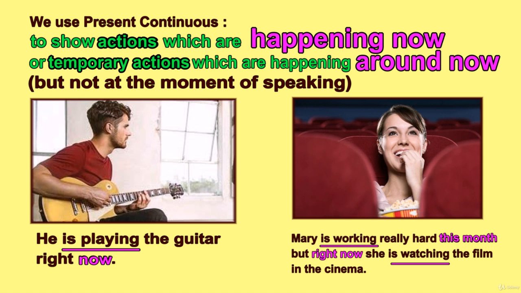And also we use the present continuous for temporary actions that are happening around now, but not at the moment of speaking. For example, Mary is working really hard this month, but right now she is watching the film in the cinema. She is not working right now, she is watching the film.